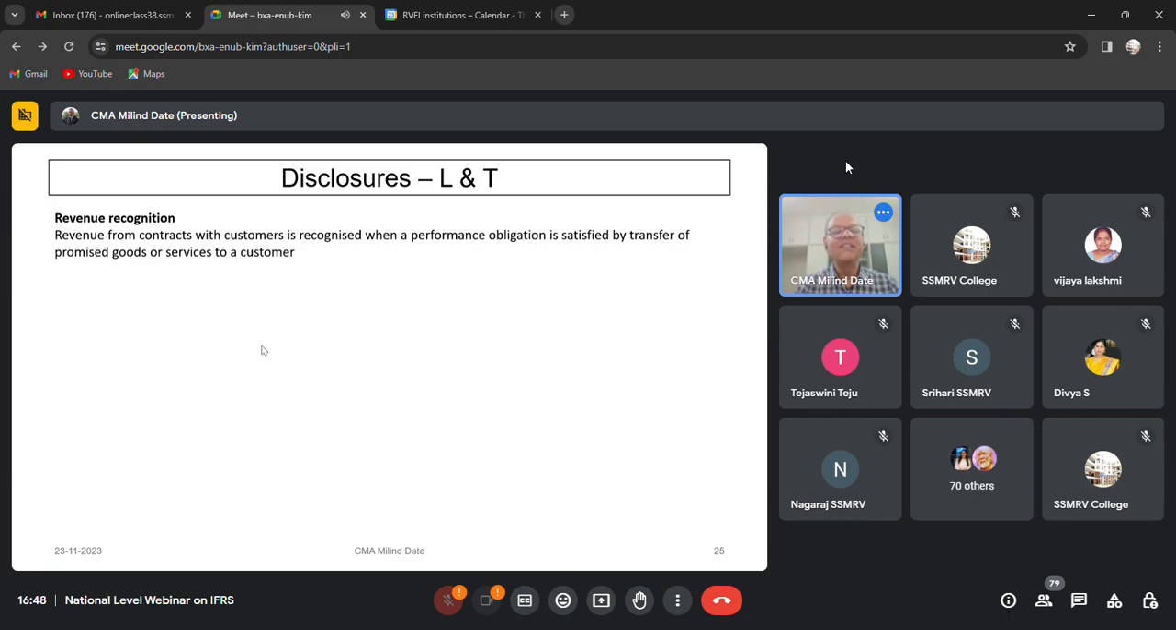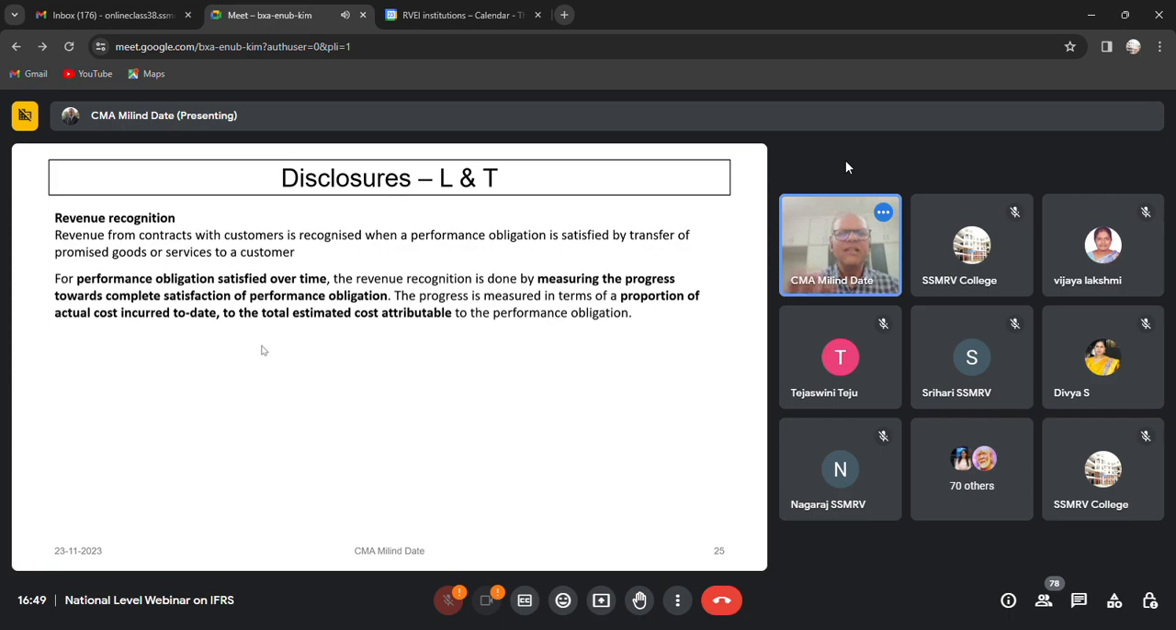It says revenue is recognized when a performance obligation is satisfied by transfer of goods and services. So that is exactly the same wording as in the standard. In case of L&T, of course, it's a project kind of a company, so performance obligations will be satisfied over time. So they measure the progress towards complete satisfaction of performance obligation. And the progress is measured using the proportion of actual cost incurred to date to total estimated cost.